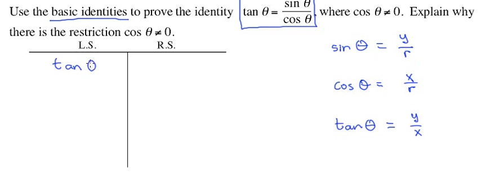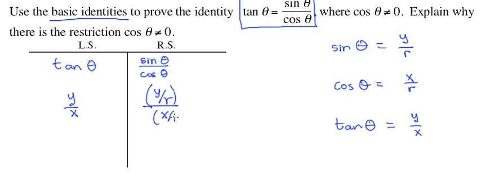We have our left side, which is tan theta. We have our right side, which we're hoping to show is the same thing, which is sine theta over cosine theta. The tangent, according to our basic definition, is y over x. And on the right side, if we just use the basic definitions, we get sine is y over r. Cosine underneath is x over r.